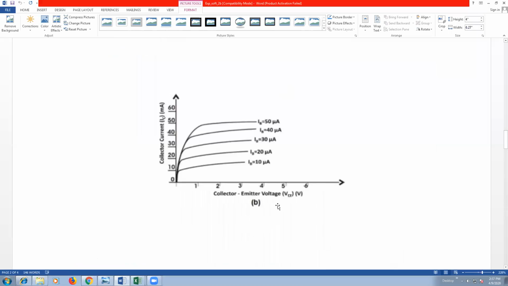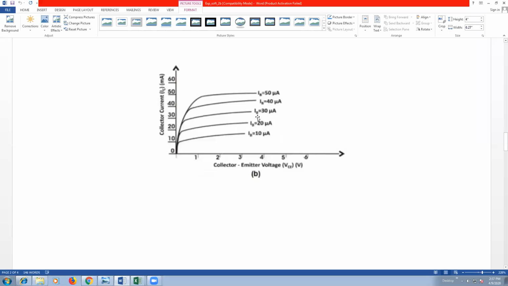VCE will be plotted along the x-axis, and the corresponding IC will be plotted along the y-axis. We have to take three sets of readings. In the first set, we keep IB at 20 microampere, then IB at 30 microampere, then IB at 40 microampere. So we will have three output characteristics here.